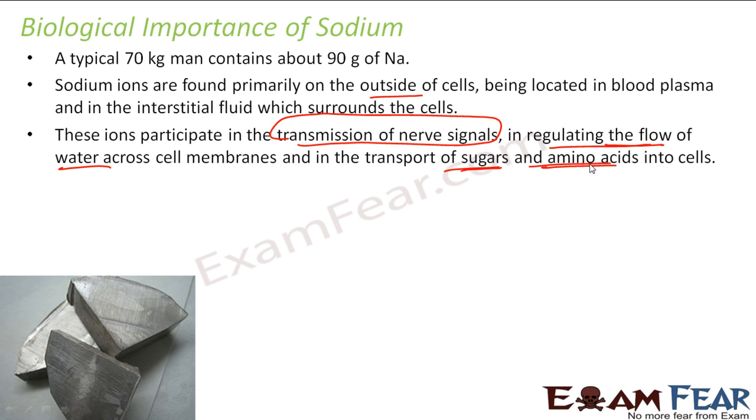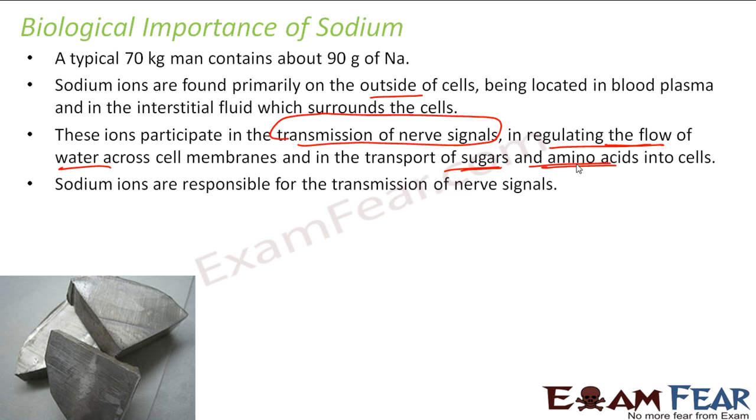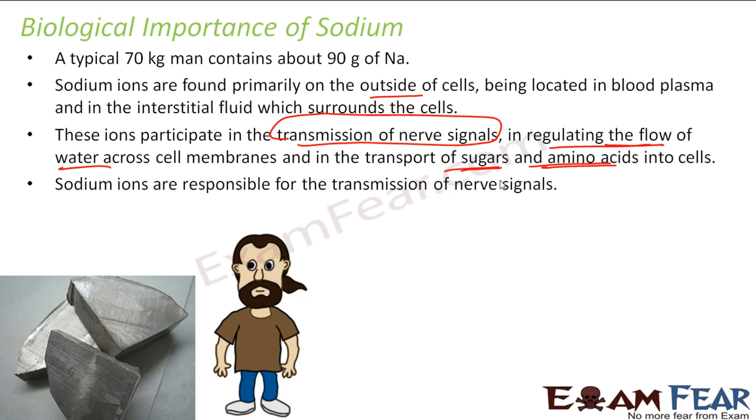So transfer of food and water is controlled by sodium, right? As I told, it is very much responsible for transmission of nerve signals. In the body, we have only 90 grams of sodium, but still it plays a critical role. It helps in transmission of nerve signals and also regulates the flow of water and food, that is sugar and amino acids, to the cells.